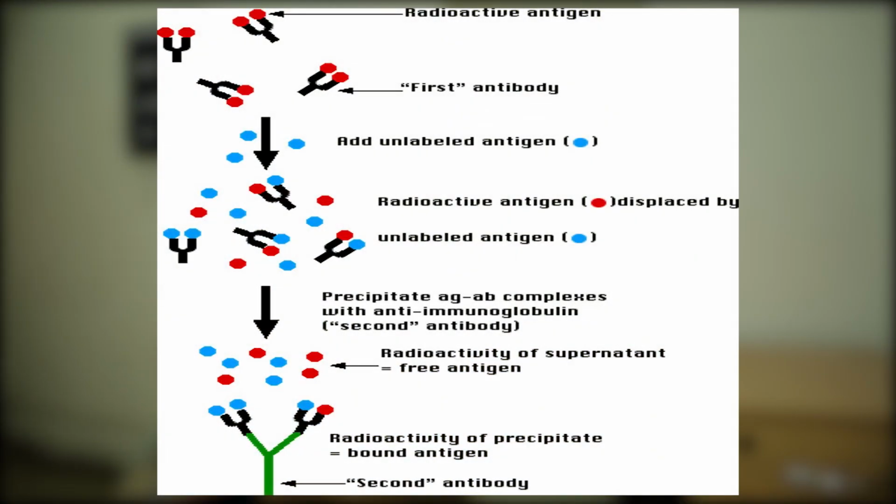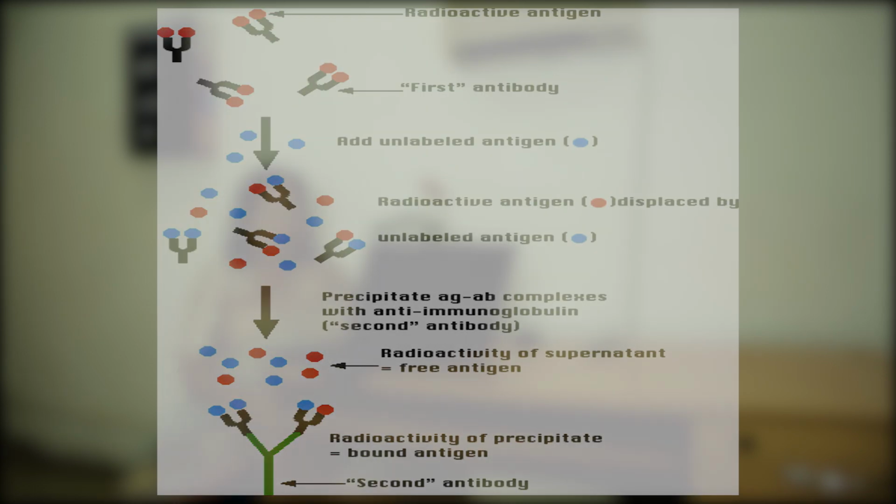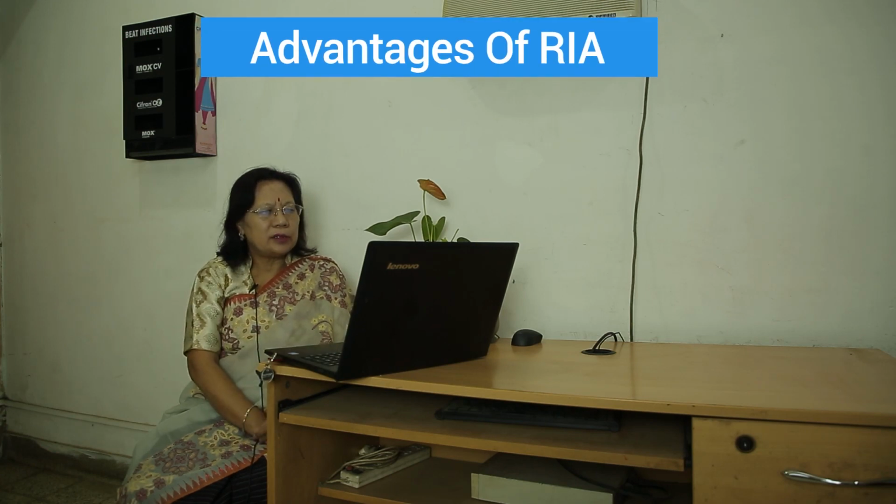This diagram shows the radioactive antigens and the first antibody, then we add unlabeled antigen, which is the blue color. The radioactive antigen, the red color, is displaced by unlabeled antigen. Then we precipitate the antigen-antibody complexes with anti-immunoglobulin, that is the second antibody. Then we measure the radioactivity of the supernatant free antigen, and finally the radioactivity of the precipitate bound to the antigen, and finally we get the second antibody.